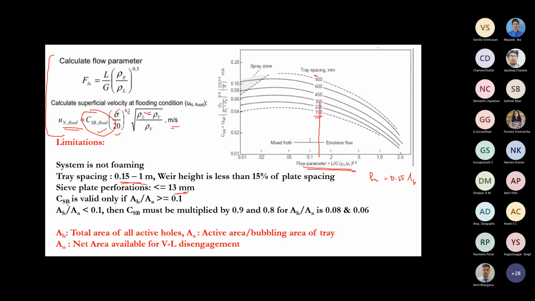And the estimated value of CSB is valid only if the hole area to active area, AH by A, is greater than or equal to 0.1. Otherwise, it has to be corrected by factors of 0.9 and 0.8, where AH by A is 0.08 and 0.06. This is the way.